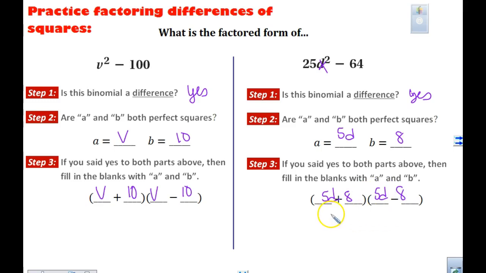I don't think I did it right. Do a check. 5d times 5d gives me 25d squared. 8 times negative 8, negative 64. Middle term: 40d and a negative 40d. That adds to 0d. That adds to no middle term.